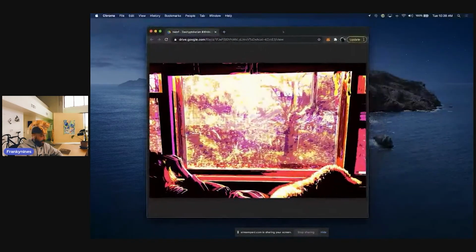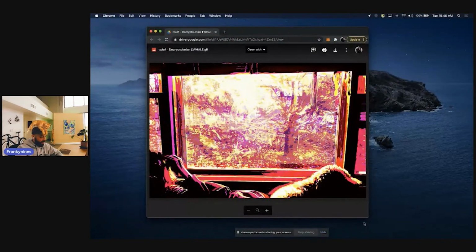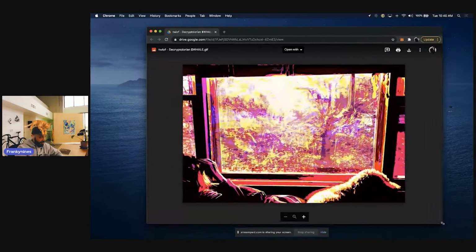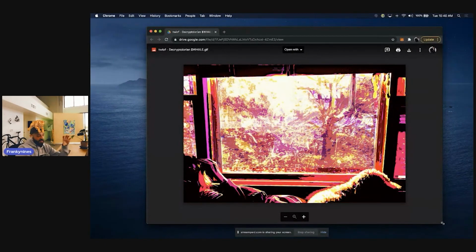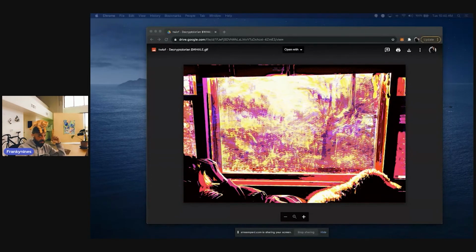Ooh, we got an animated piece. This is a GIF here with some Photoshop manipulation on it and some animation. Love the simplicity in the colors. Like bringing those colors down is cool.